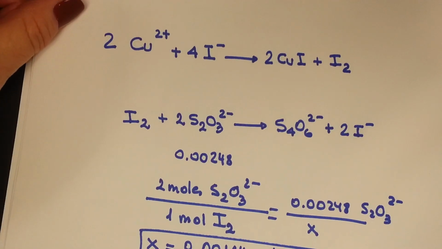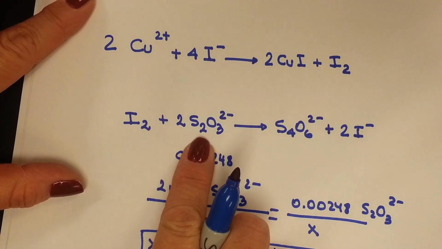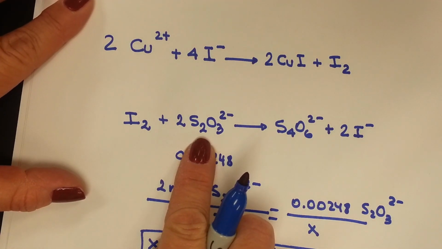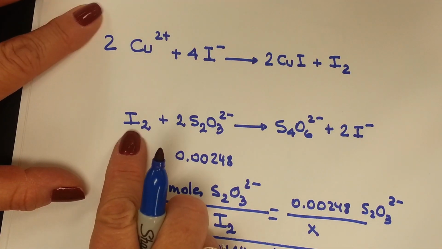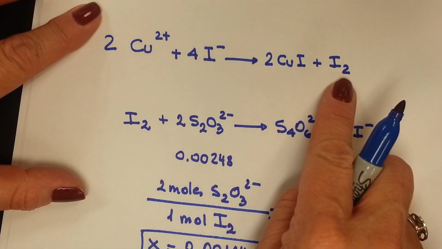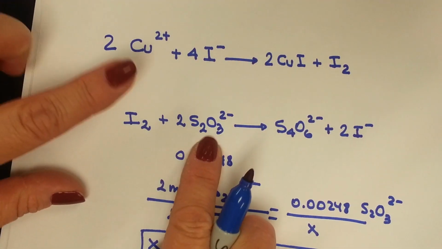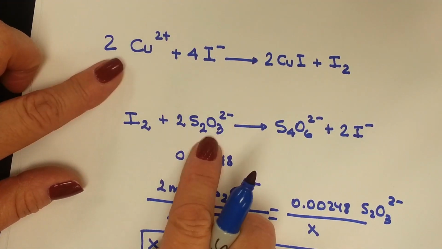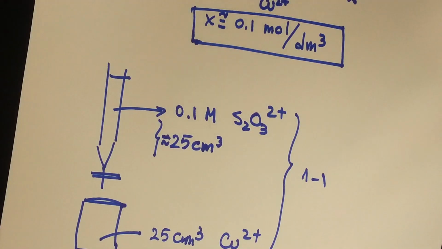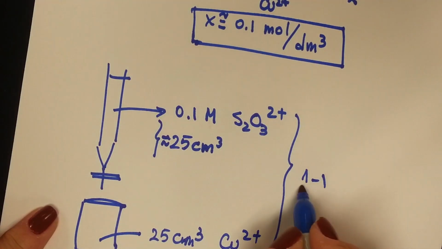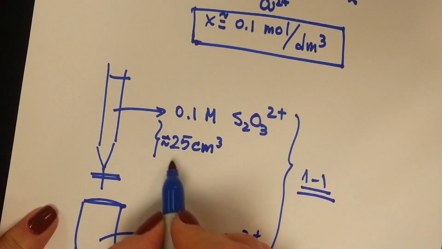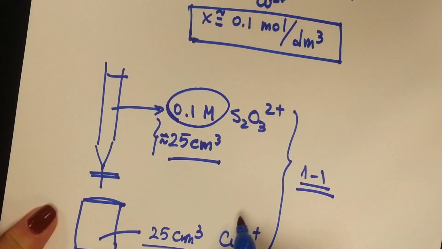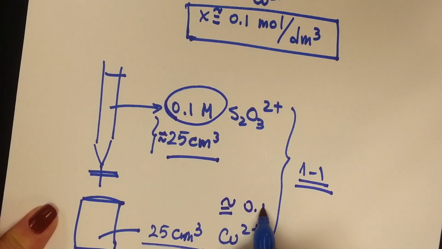when we see the reaction, 2 of thiosulfate react with 1 of iodine, but this 1 of iodine is produced by 2 copper. So basically the ratio here is 1:1. So since the ratio is 1:1, we can say that the volumes are the same. The concentration in this one has to be 0.1 molar.